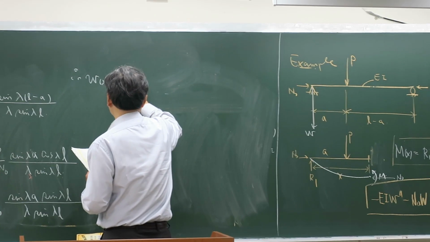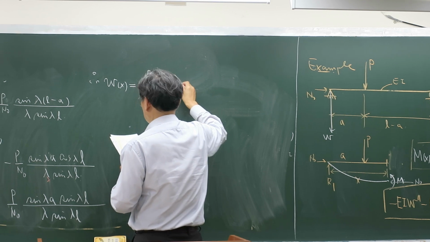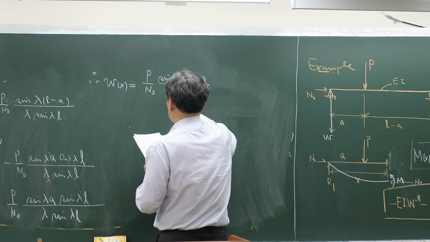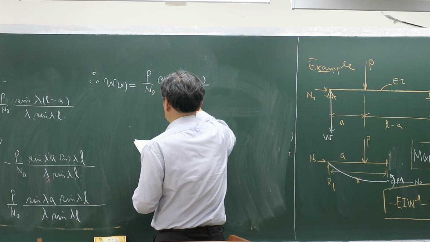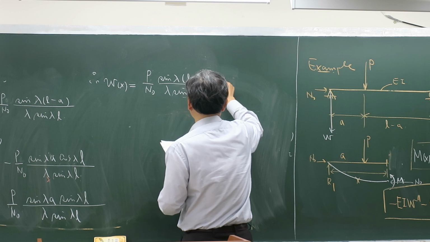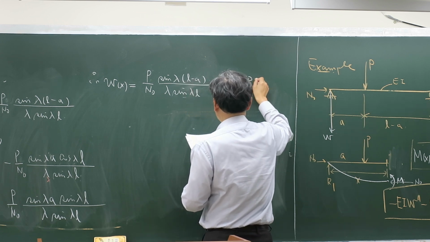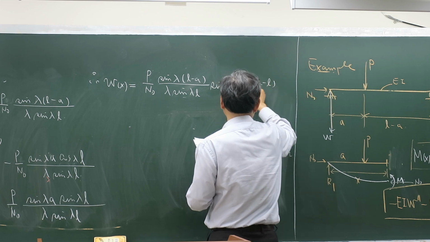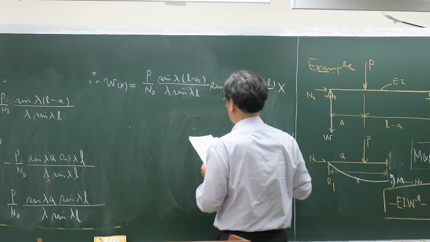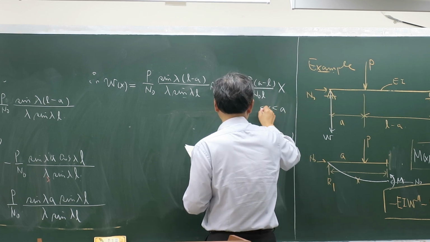P over N0, sine lambda (L minus A) over lambda sine lambda L, sine lambda X plus P A (minus L) over N0 L, X. For X smaller than A, larger than 0.